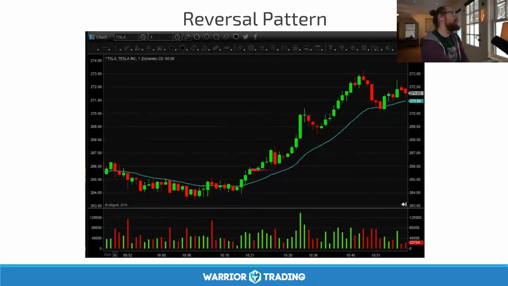Here, though, you can see, even on Tesla, consecutive green candles, first doji and then a red candle, pullback. Consecutive green candles, first candle to actually make a new low was here.